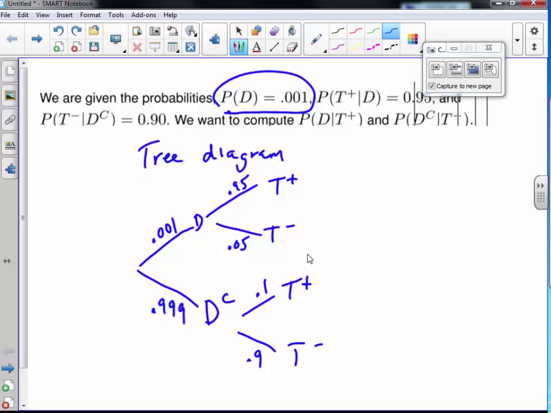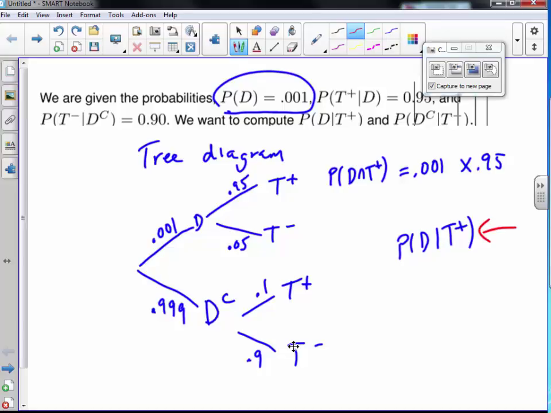So we can get the probability of D intersect T plus just by multiplying. So that's going to be 0.001 times 0.95. So we can get the probability of each of these branches, which is the conditional probability. And what we're interested in is the probability of D given T plus. So we need to find the probability of D intersect T plus divided by the probability of T plus.